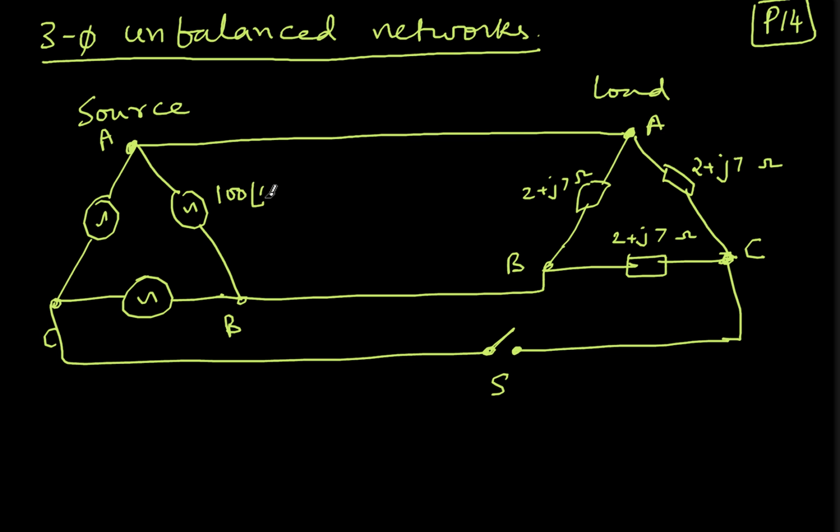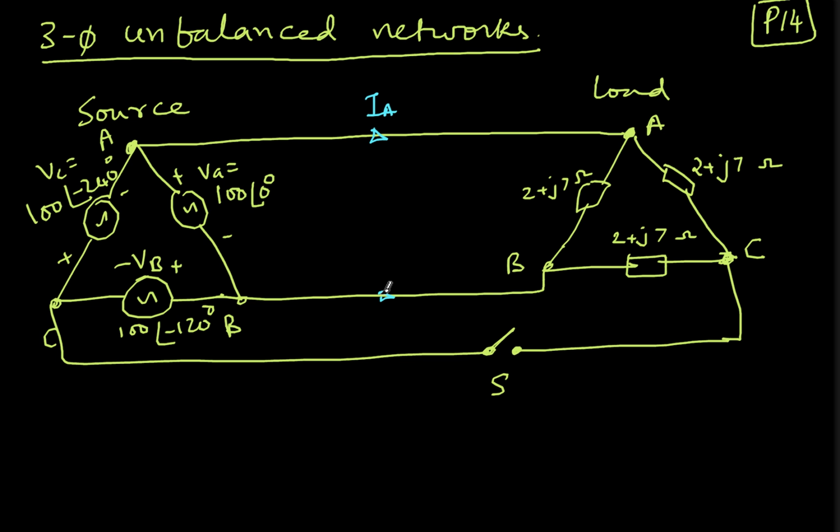So this is 100 volts, 0 degrees. Let's give a notation. Let's say this is VA and this is VB: 100 volts at minus 120 degrees, and this is VC at minus 240 degrees. This side is plus, this side is minus. I can also mark the currents. These are line quantities IA, IB, and IC. Let's mark the voltages and currents in the load also.